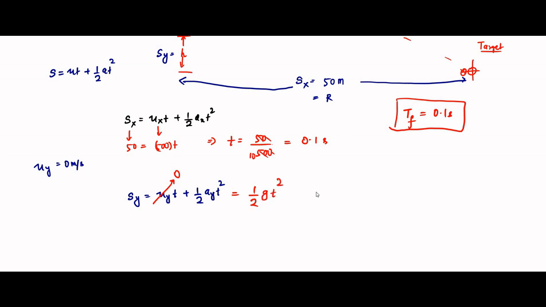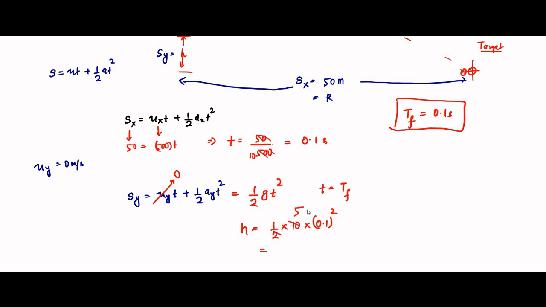So we'll replace t with the time of flight. So we'll have the result equal to h equal to 1/2 into 10, that is g, into the time of flight tf, which is 0.1, square. And that is equal to 5 into 0.1 square.